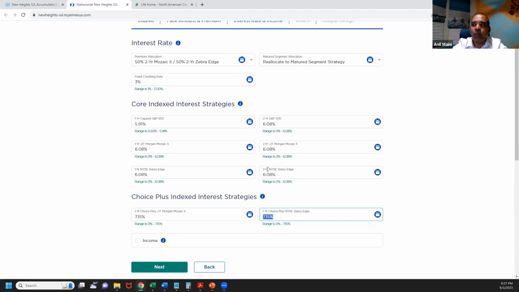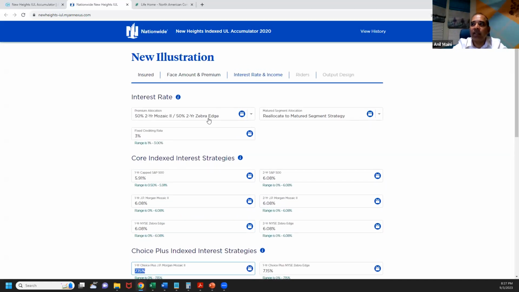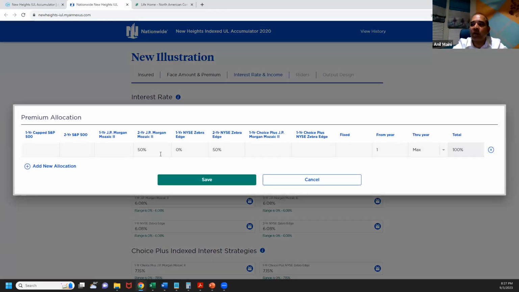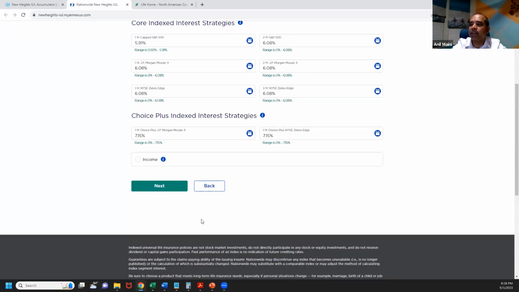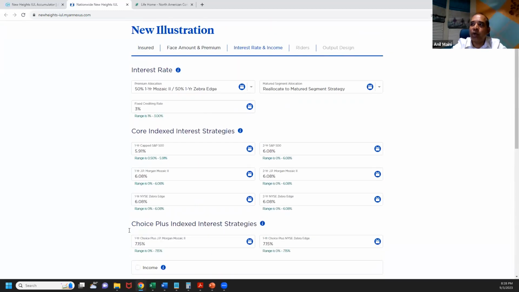So if we choose 2-year point to point, our illustrative interest rate will only be 6.08. So let's choose 1-year point to point, so that we can show the client 7.15%. So we will choose 1-year mosaic and 1-year zebra. Okay. Any question about indexes so far?